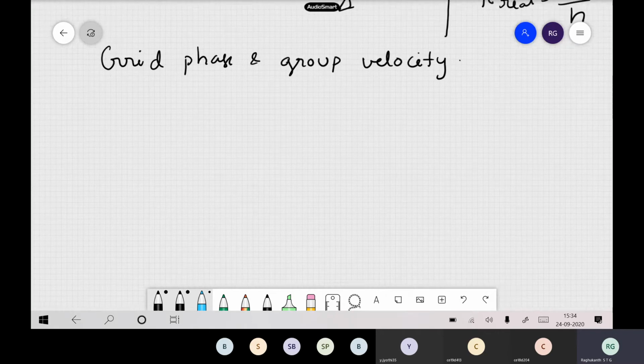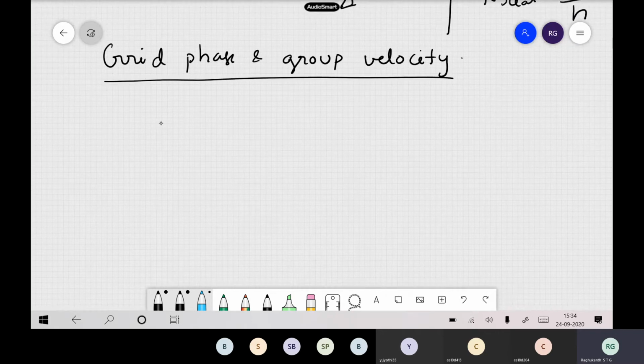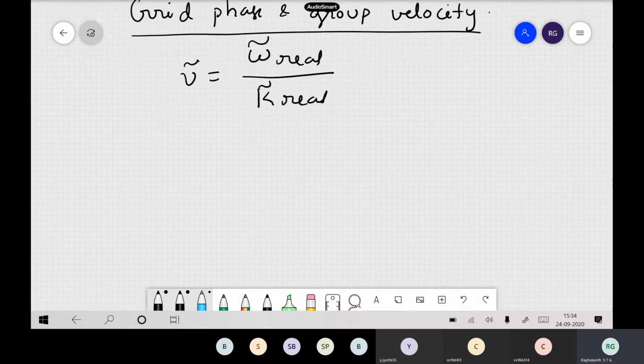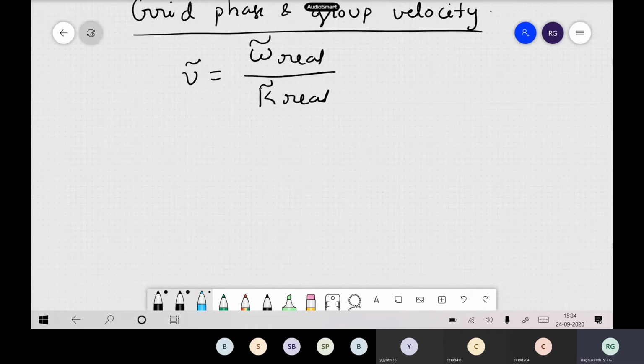Okay. So we define the final difference grid velocity, which is omega real with respect to k real. This is our final difference grid. The real portions of this we have. Here also we have two things: one is with the true physical k real, and the other cases are also there.